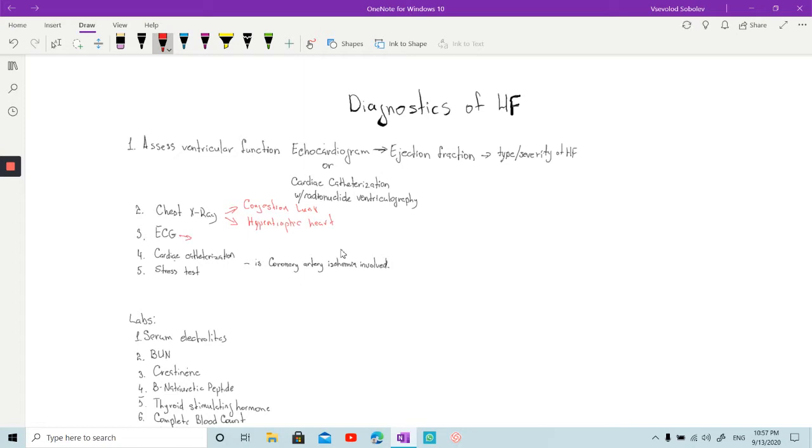Electrocardiogram, if the person has heart failure, most likely they have arrhythmias, and we'll see what kind of arrhythmia they have, heart block or another heart block. Maybe it's ventricular tachycardia.